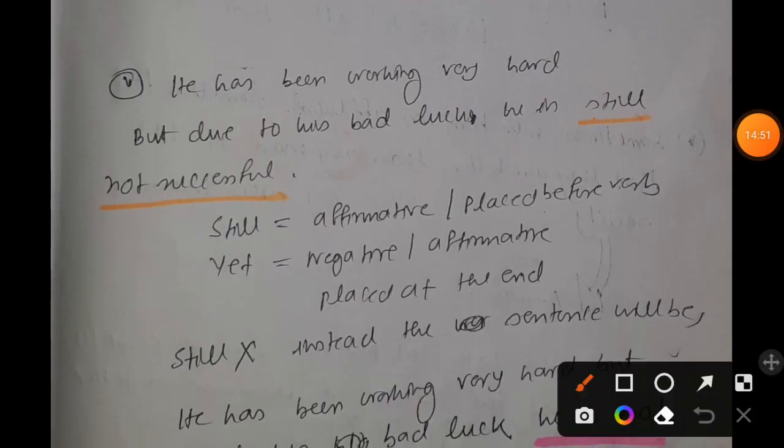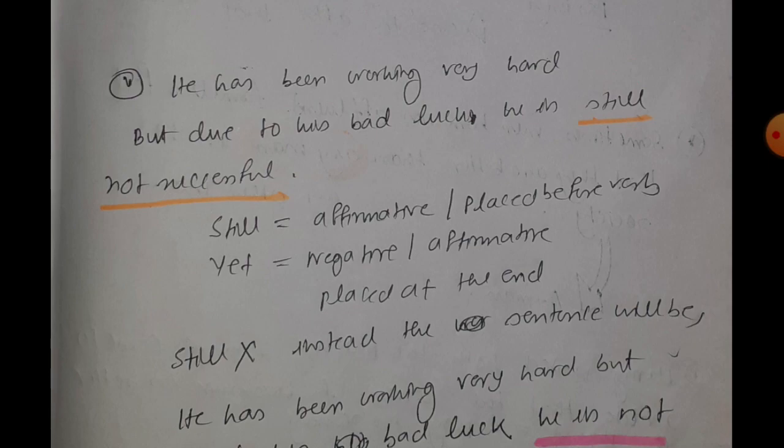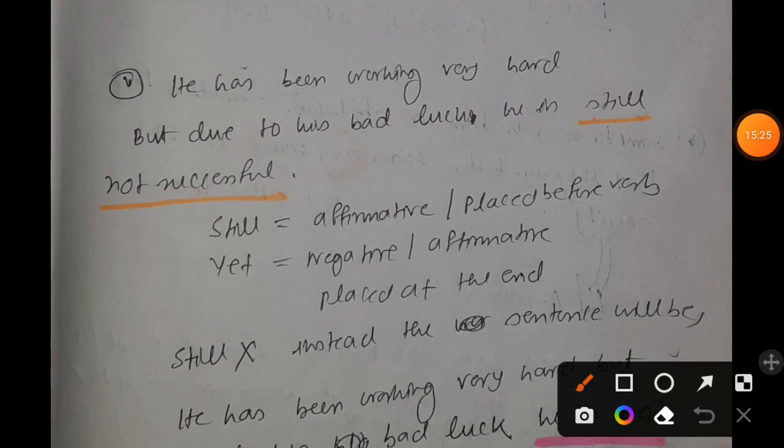He has been working very hard, but due to his bad luck he is still not successful. Remember here that still should be used before the verb, but here still is after is, and that is the problem. The word still is useful for positive or affirmative sentences, and yet we use for negative sentences, and it is usually placed at the end. That means the correct sentence will be, he has been working very hard, but due to his bad luck he is not successful yet.